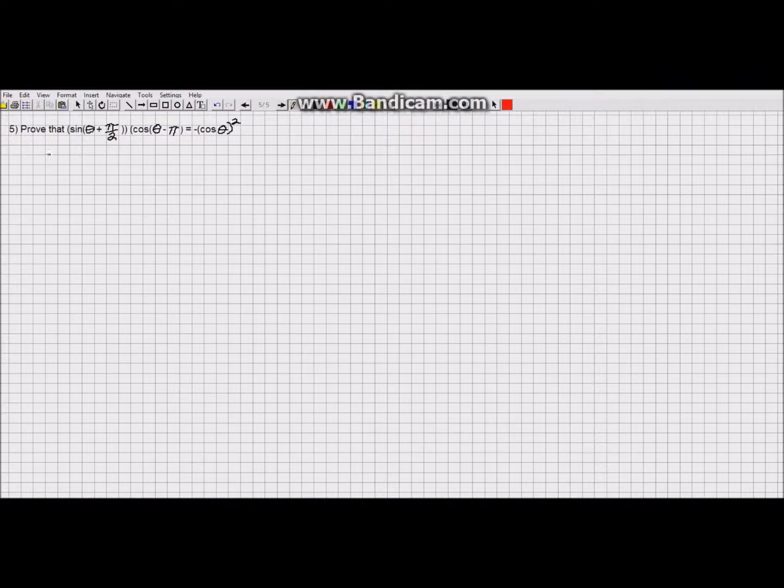In question 5, I'm proving a trigonometric statement, so I use my angle addition formulas for sine to say sine of theta plus pi over 2 is sine theta cosine pi over 2 plus sine pi over 2 cosine theta. I'm multiplying that by the angle subtraction formula for cosine, and that gives me cosine theta cosine pi plus sine theta sine pi.